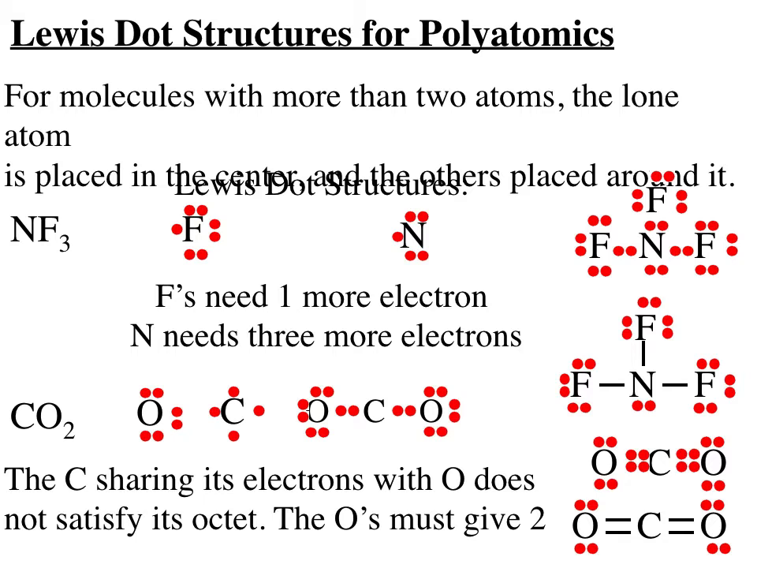Let's do that same thing in the upper picture for NF3. There are 3 times 7, or 21 valence electrons due to the F, and 1 times 5, or 5 valence electrons due to the N. That gives 26 total valence electrons that should be drawn when you draw the NF3 molecule. If you turn then to the correct Lewis dot structure and count the Lewis dots you see in the picture, you will find 26 Lewis dots in that picture.